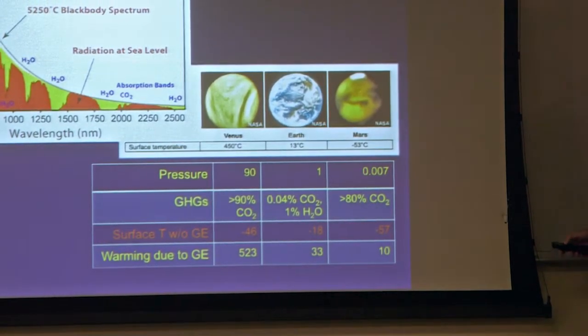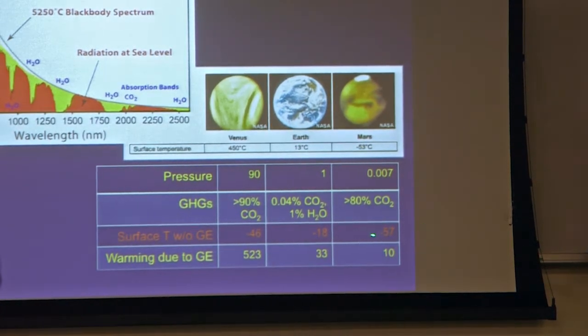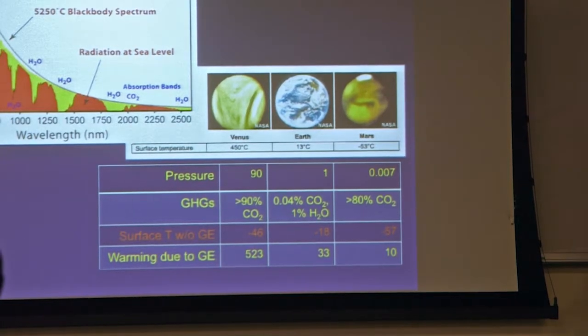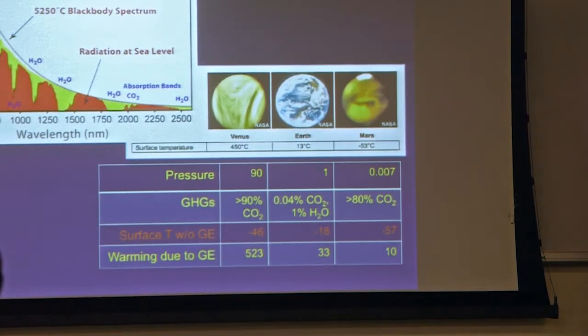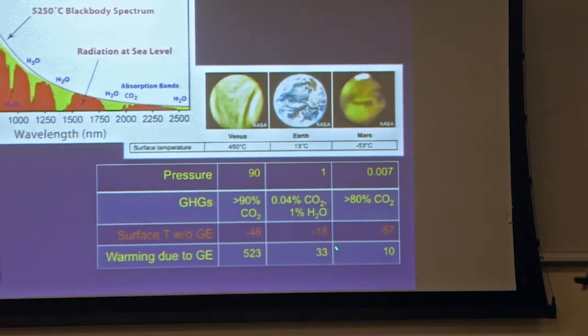So what we would expect for the temperature of Mars if it wasn't for that greenhouse effect would be minus 57 degrees. In fact, it's minus 53 degrees. What we would expect for the Earth if we didn't have these greenhouse gases is that the Earth would be minus 18 degrees.